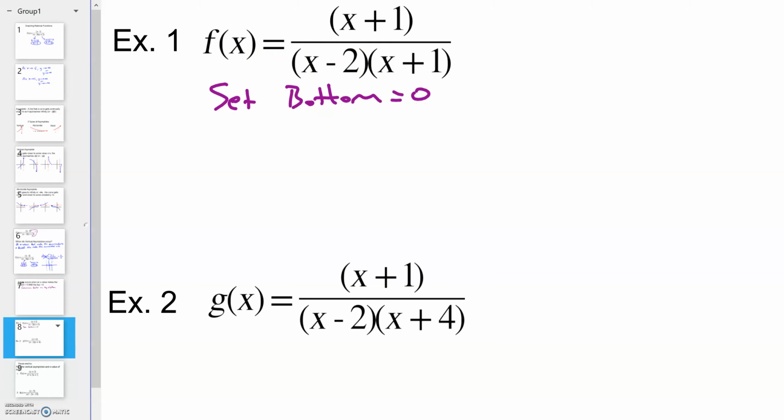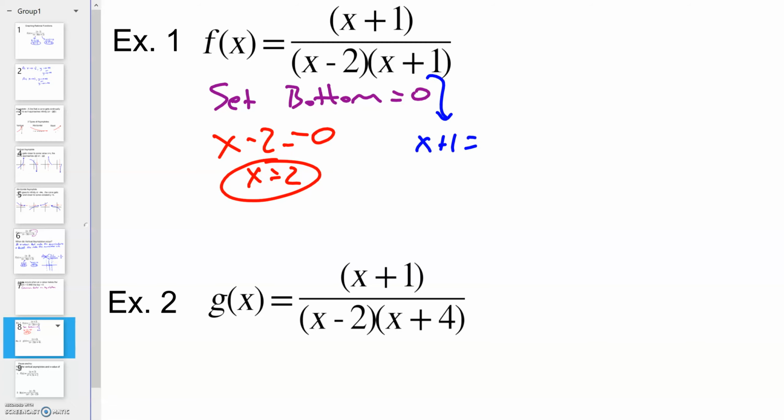So if I do that, I would get x minus 2 equals 0, which gives me x equals positive 2. And I would get x plus 1 equals 0, which would give me x equals negative 1. So the question is, which of these is a vertical asymptote and which is a hole? Well, now I go back to the top. If I plug x equals 2 into the top, it does not give me 0. So this is a vertical asymptote.